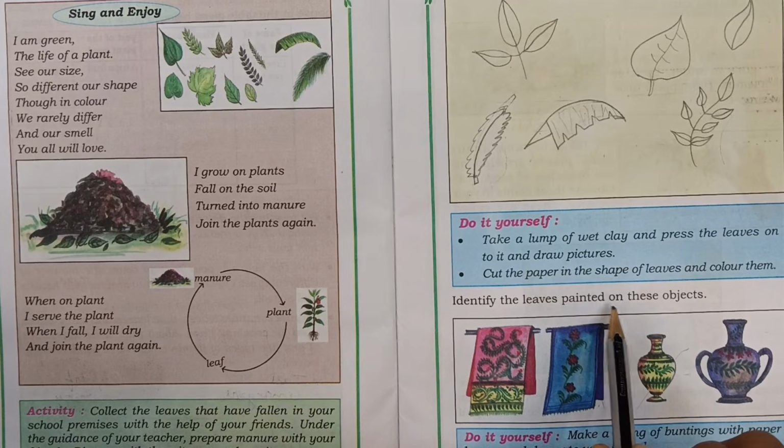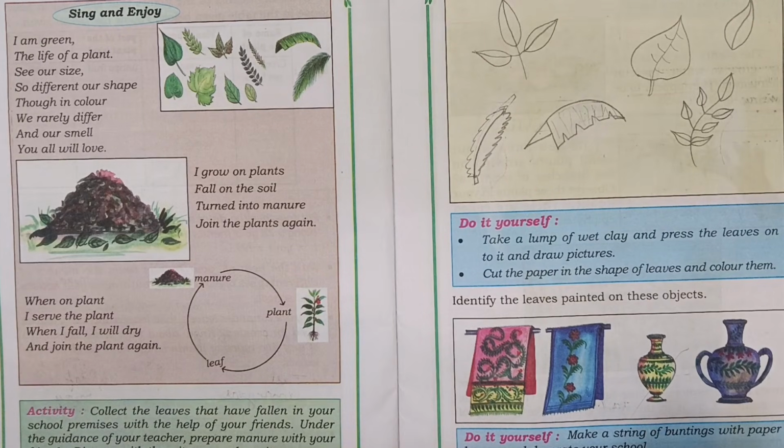Identify the leaves painted on this object. So using different leaves they have painted on this object. See, this is a shawl, tablecloth, vase, mug, like, okay. On this they have used leaf painting. Even you can do it in your house, children. So it will be decorative also and you will learn something new.